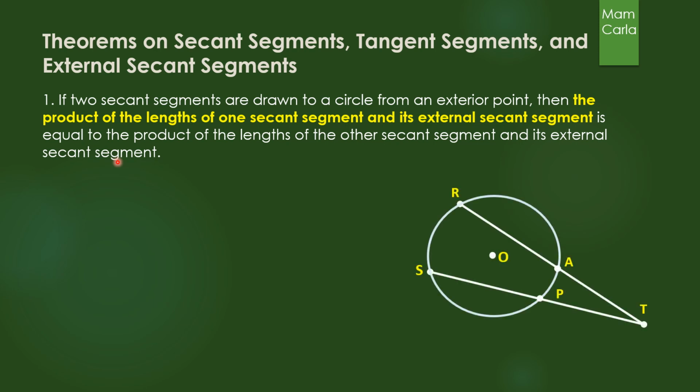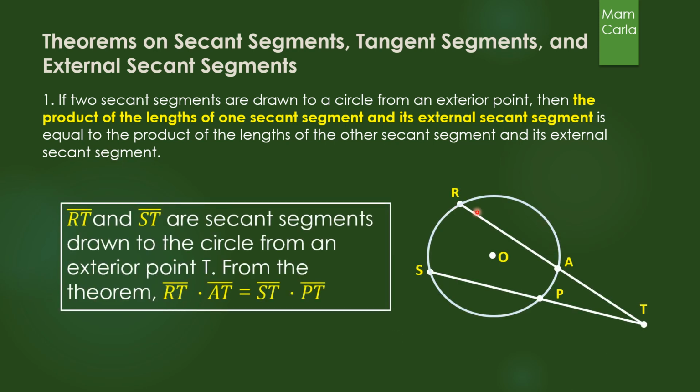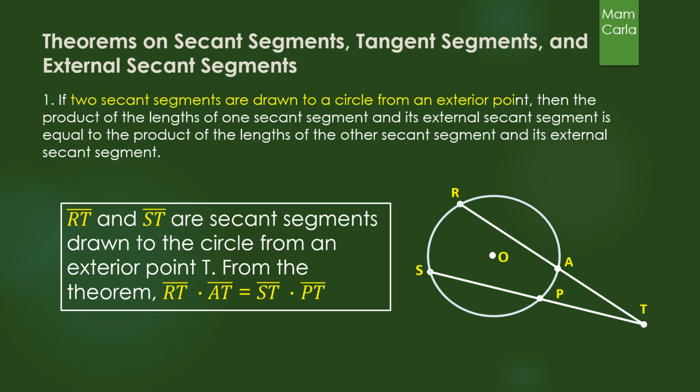Provided that we have this figure, line segment RT and line segment ST are secant segments drawn to the circle from an exterior point, which is point T. So from the theorem, it states that RT times AT is equal to ST times PT.